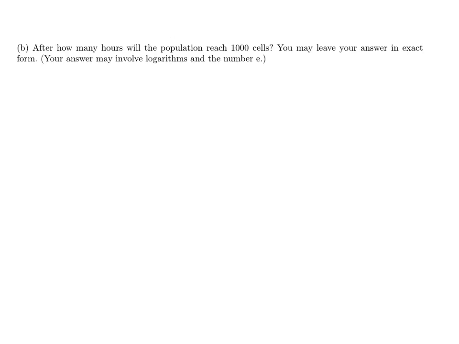In part B, we want to figure out after how many hours will the population reach 1,000 cells. And we can leave our answer in exact form. So that means you can use the number e or logarithms when reporting your answer. You don't have to write it in decimal form. What we're going to do is use our formula P of t. Again, that was 200 times e to the power of the natural log of 1.5 over 4 times t.